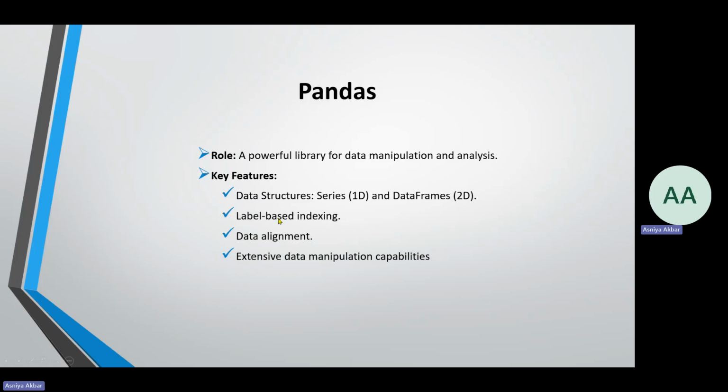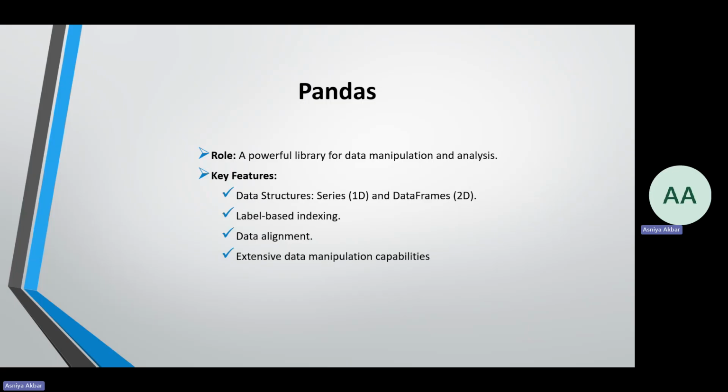Next, we have label-based indexing, meaning that the pandas library provides very powerful indexing capabilities that allow you to access data using labels instead of numerical indices. Labels can be specified during the creation of these series as well as data frames, providing a more intuitive and very flexible way to refer to data. For example, you can refer to a particular column like age, and you can refer to a particular name inside that age category. We will look further at label-based indexing.